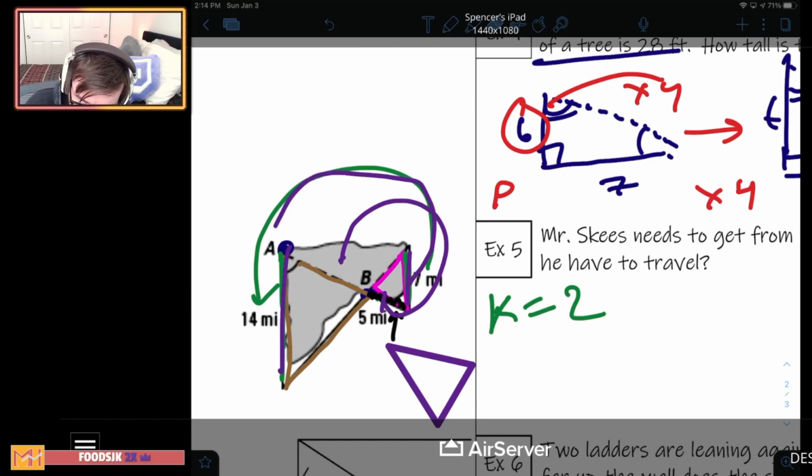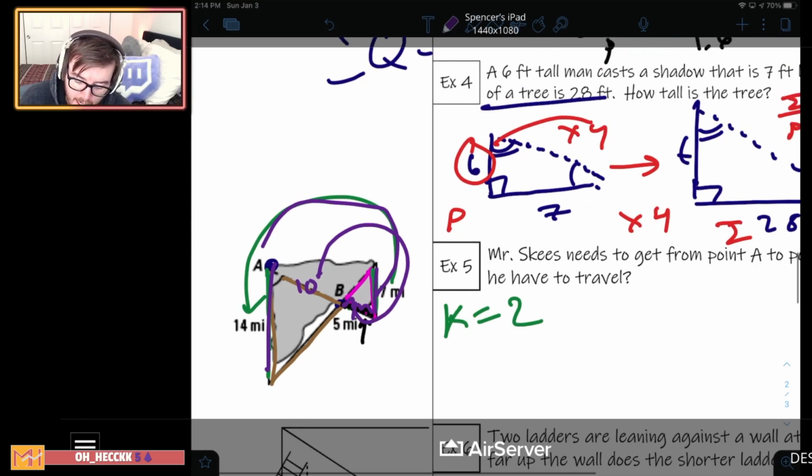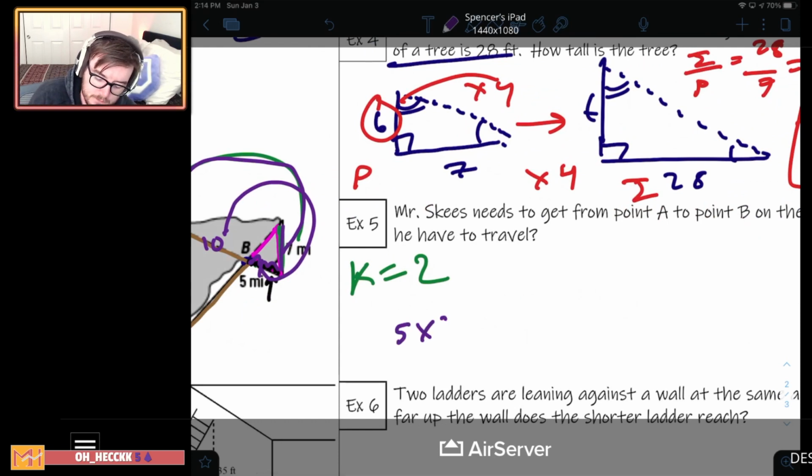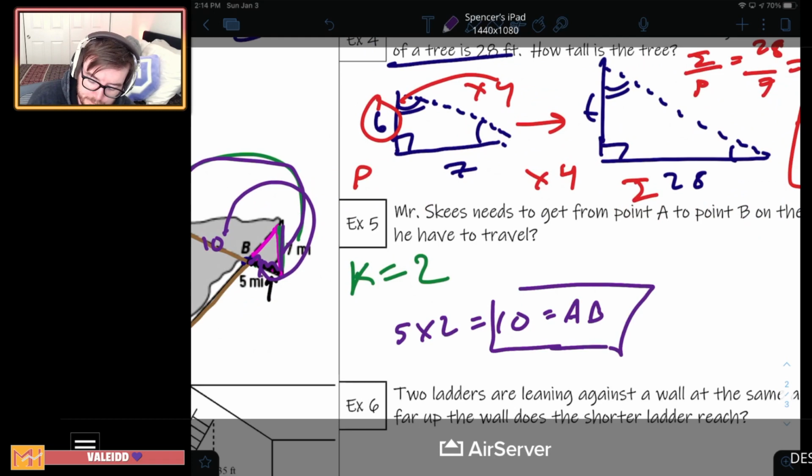It's a rotation. So if it's getting twice as big, and right here it was 5, well then as it wraps around, from A to B is 10. You with me on that? I hope so.